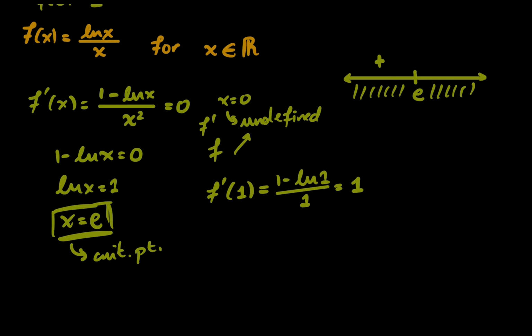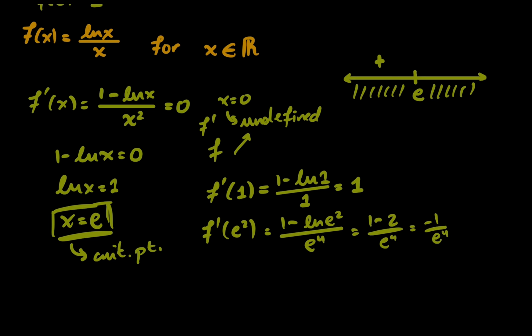And then we can take a look at f prime of any number greater than e. We can take e squared, for example. f prime of e squared is going to be 1 minus the natural log of e squared over e to the fourth, which is just 1 minus 2 over e to the fourth, which is negative 1 over e to the fourth. And so we know that we're going to be negative over this interval. That tells us that f is going to be increasing for all values that are less than e, and then when we reach e, f is going to start decreasing as the derivative goes from positive to negative.